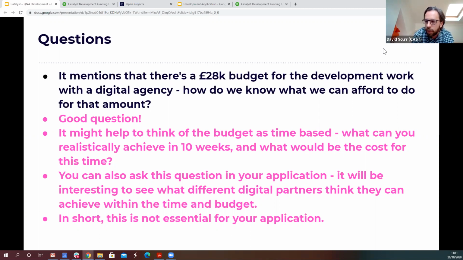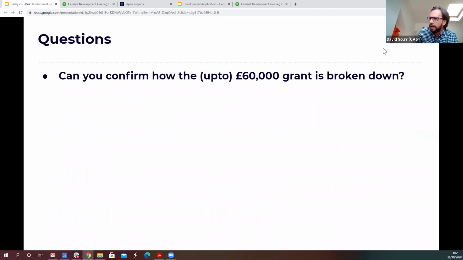But really, in short, this is not essential for your application, because we won't be asking a breakdown of that digital development cost in your application. We will only be asking a breakdown of the costs that are covered directly by yourself and your staff, and any other eligible direct costs linked to your own input in the program. If anything is unclear in that answer, again, please log it in Slido.